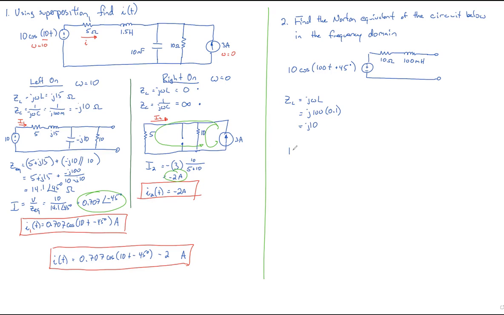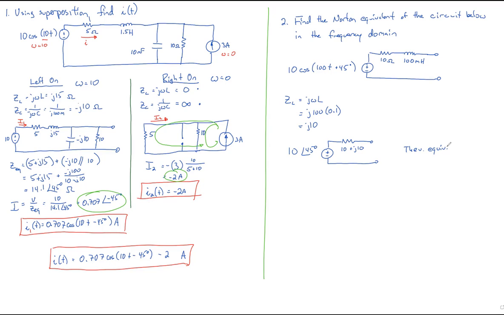Our source looks like 10 at an angle of 45. And these two components add since they're in series. So here's our Thevenin equivalent in the frequency domain.